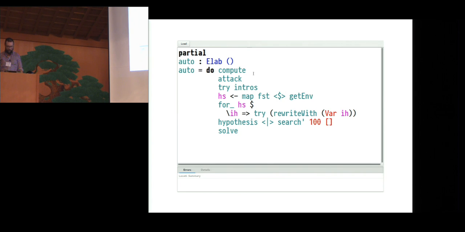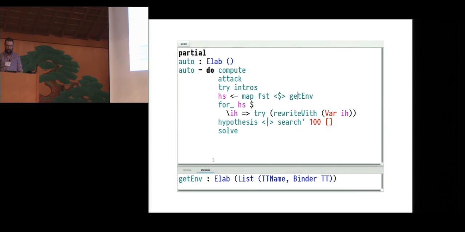Then, getEnv, we can see, is something which returns the current environment, so it gives us back a list of pairs of names and binding, the thing that bound them. And then we pull out the names. Then, in each of these names, we attempt to rewrite the goal using that name. This will rewrite from left to right if it's an equality type or fail otherwise, which is why we have the try. Then we attempt to solve the current goal using any arbitrary hypothesis, and if that fails, then we use Idris's proof search. And this solve is paired up with attack to manage the scope introduced by the lambdas.